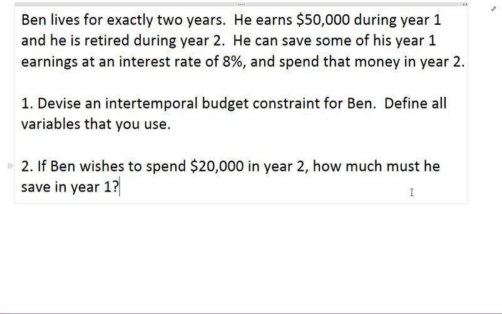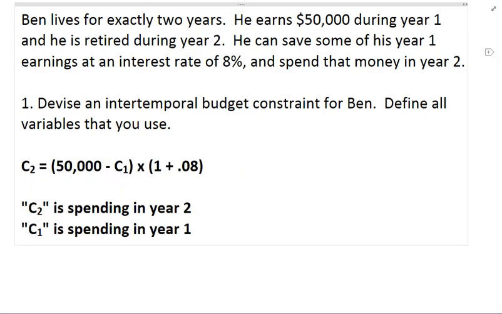Question 1. Devise an intertemporal budget constraint. Question 2, if Ben wishes to spend $20,000 in year 2, how much must he save in year 1? So please pause the video now and work on this problem. When you're done, resume the video and we'll check our answers.